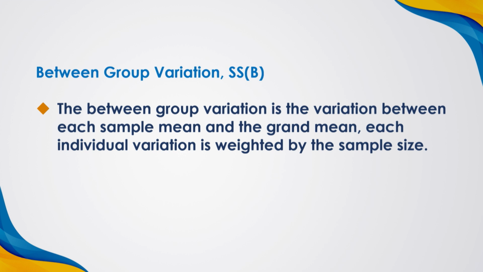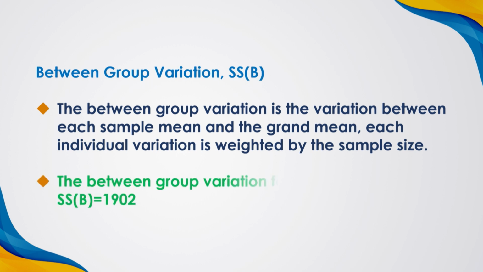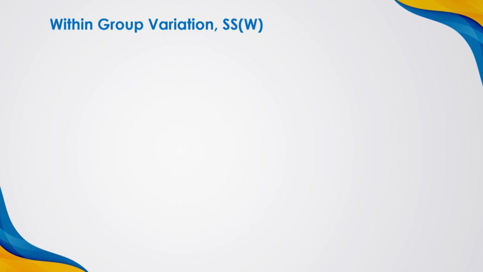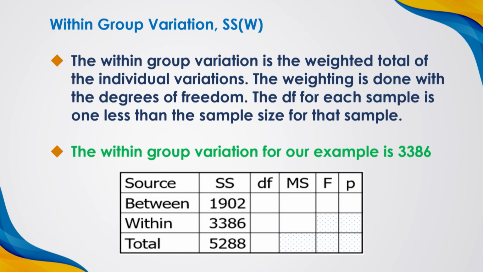Between the groups, the sum of squares is usually denoted with SS, and the sum of squares between the groups is denoted with SSB. It is calculated as 1902. Within the groups, the sum of squares is 3386. If you put all the observations together, the sum of squares between is 1902, the sum of squares within is 3386, and the total is 5288.